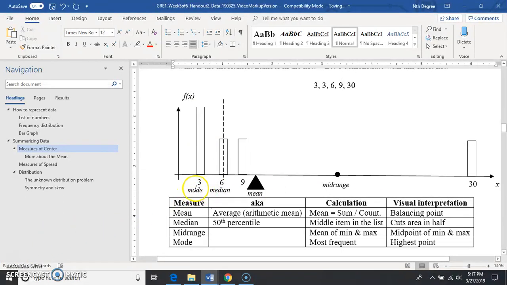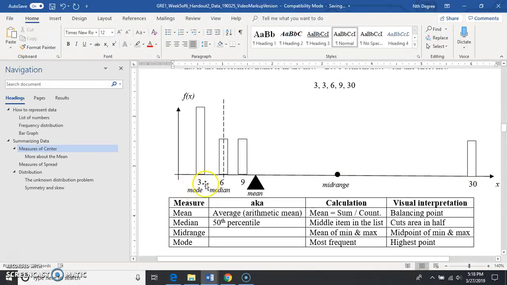So there you have it. We've mapped out all the M words for this data: mode, median, mean, mid-range. Each one of them has a different calculation. Each one has a different visual interpretation. And as you can see, they can all end up in different places. Keep in mind that these numbers are all measured on the x-axis. They are all horizontal numbers. They increase from left to right.